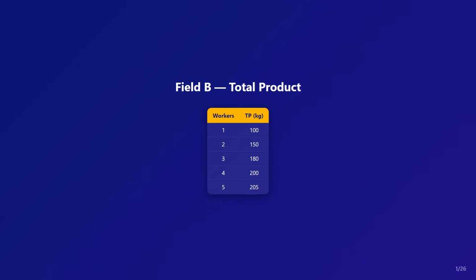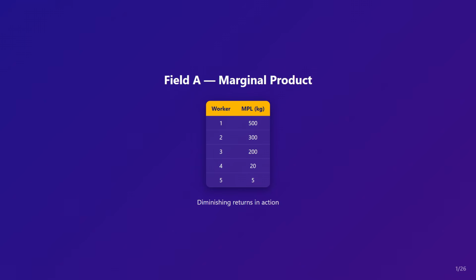Field A. Worker 1, marginal product 500. Worker 2, marginal product 300, 800 minus 500. Worker 3, marginal product 200. Worker 4, marginal product 20. Worker 5, marginal product 5.